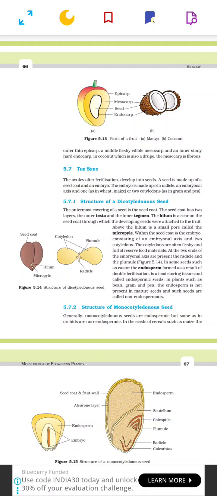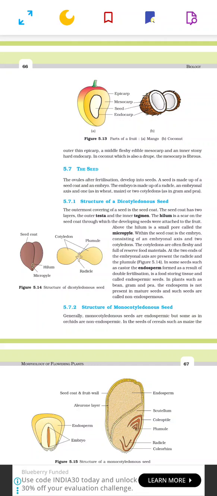In some seeds such as castor, the endosperm formed as a result of double fertilization is a food storing tissue and is called an endospermic seed. In plants such as bean, gram, and pea, the endosperm is not present in the mature seeds, and such seeds are called non-endospermous. Most of the dicots are non-endospermous, and most of the monocots are endospermous.